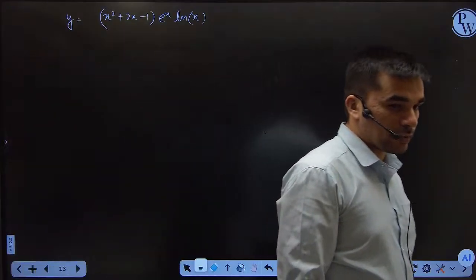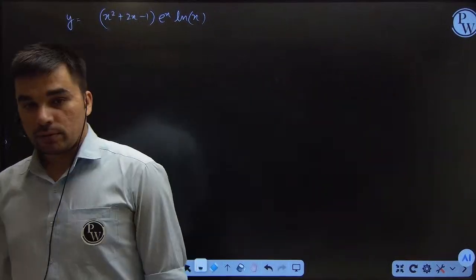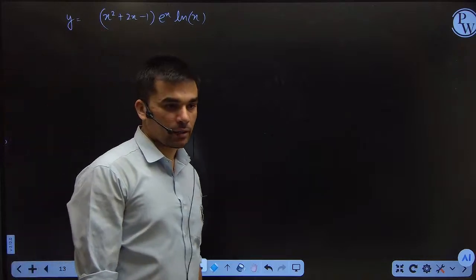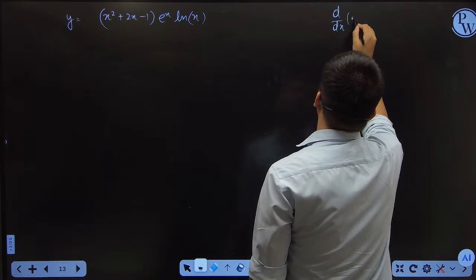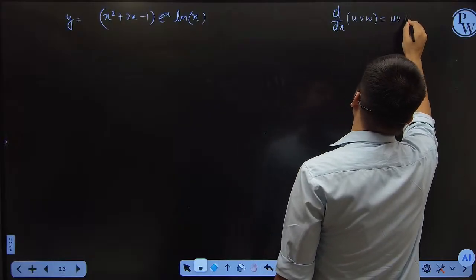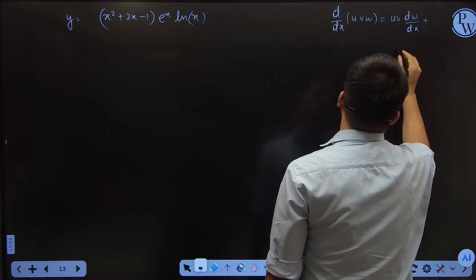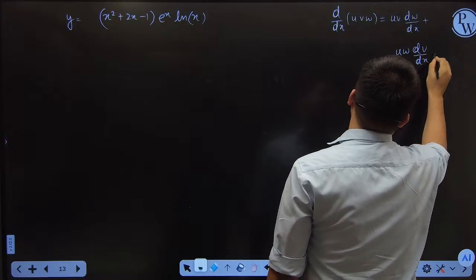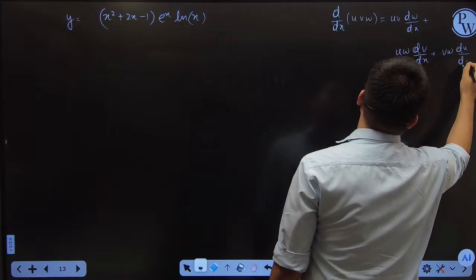Find out the derivative of this. There are three functions in this, right? U, V, W. What to do here? Two functions you will be leaving out, one of them you will be differentiating, okay? Let's say if you have product of three functions given to you, d dx of u, v, w, where all three are function of x. What you can do is uv into dw by dx plus uw into dv by dx plus vw into du by dx. Okay.